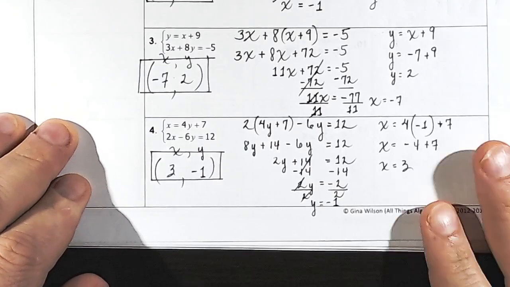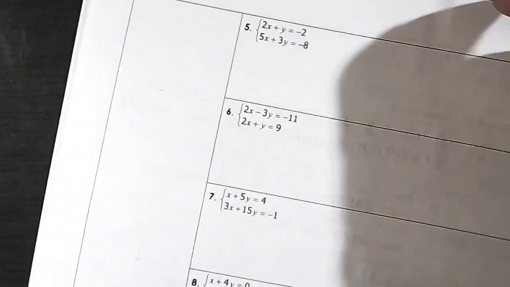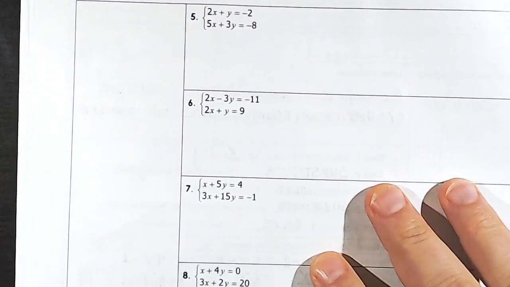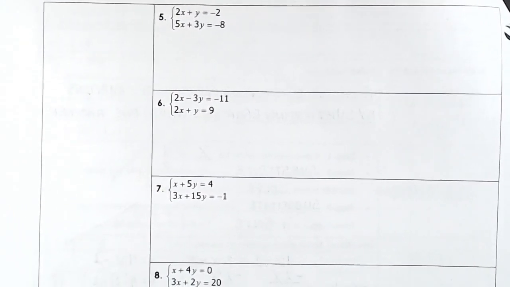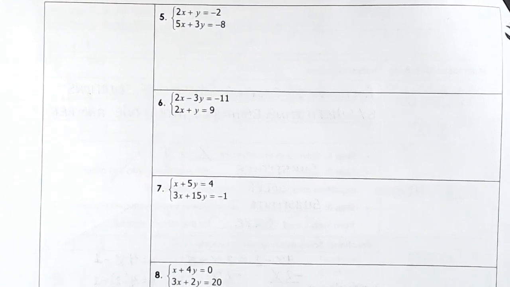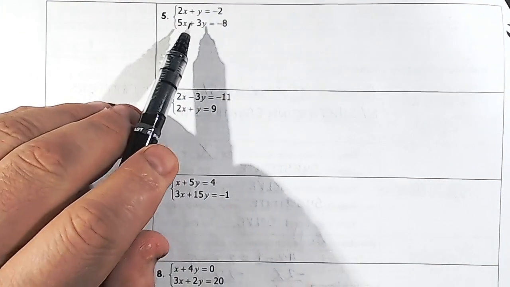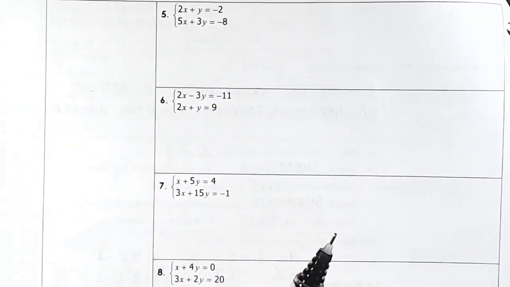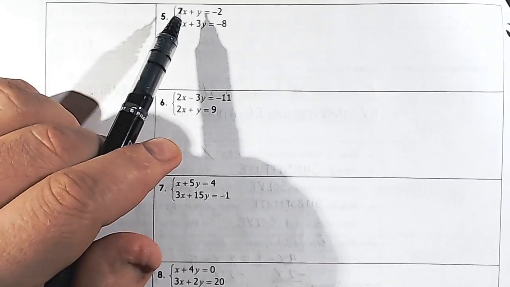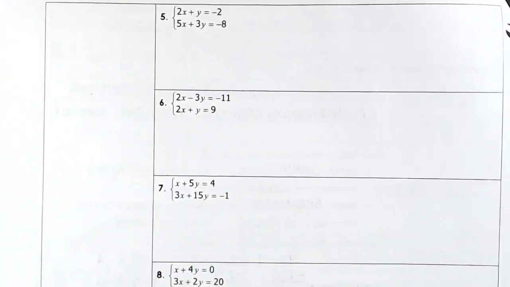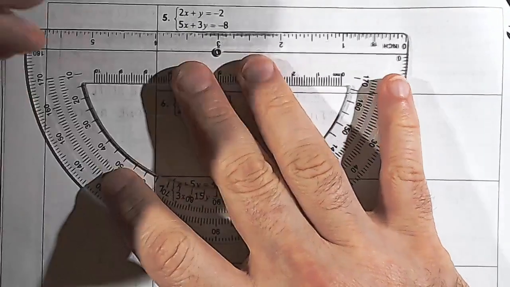All right, so we'll now flip the page, flip it over, look at the back. Now in number 5, we're presented with an issue. We don't have either of our equations solved for any of the variables. So we have to solve one of the equations for a variable. And we'll solve the top equation for y. Let me show you what I mean.